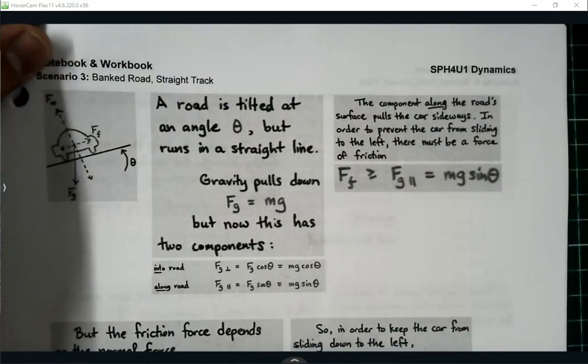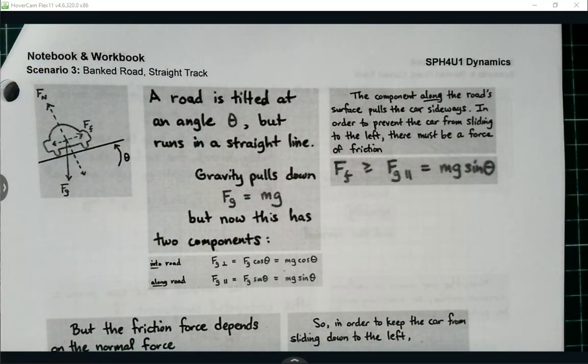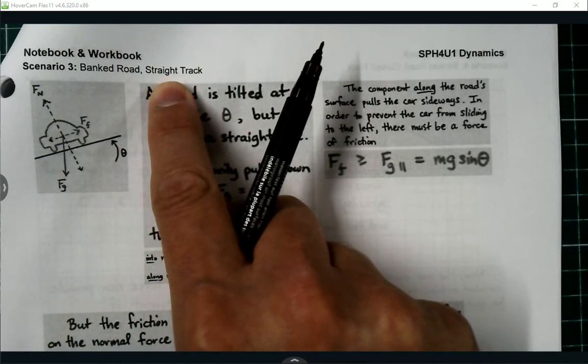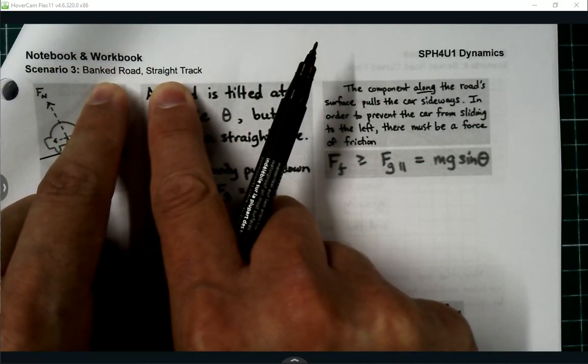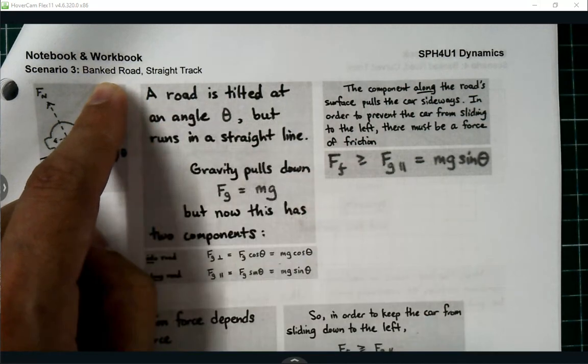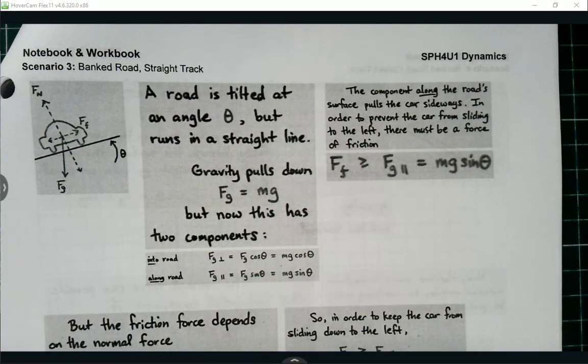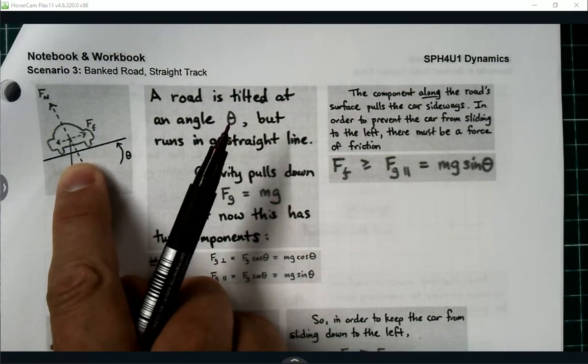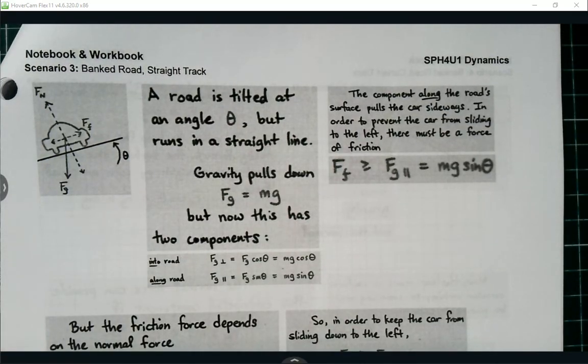All right, next scenario. Scenario 3. This is one where we got a straight road, but it's called a banked road. This is an unfortunate road. And there actually is a road near here. If you go up Burloak, there's a road that's a little bit tilty. And actually, it's not so bad. But it's tilty on purpose.